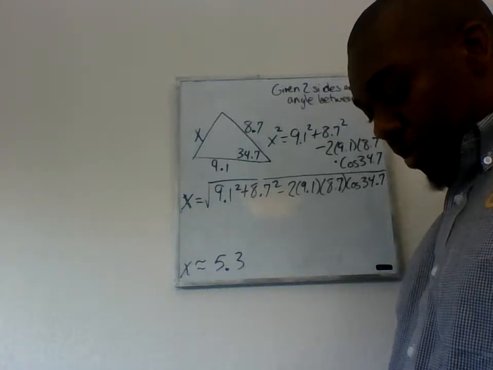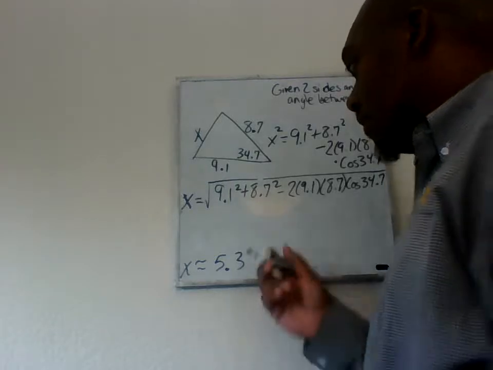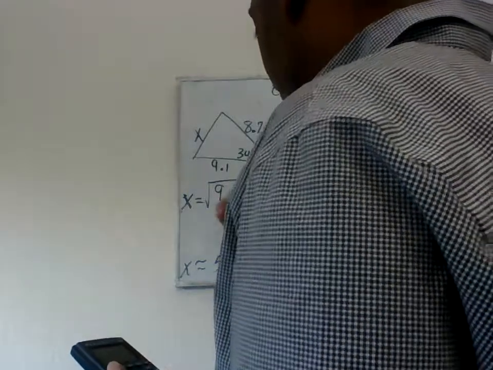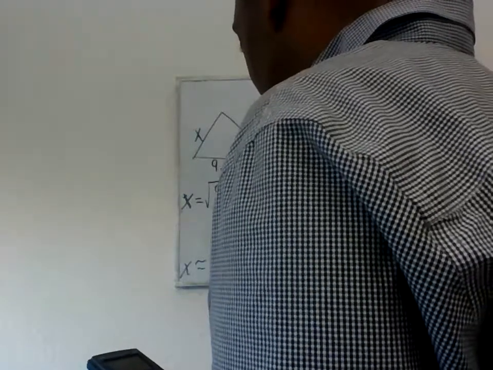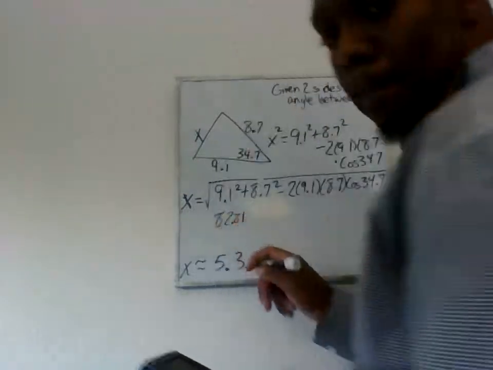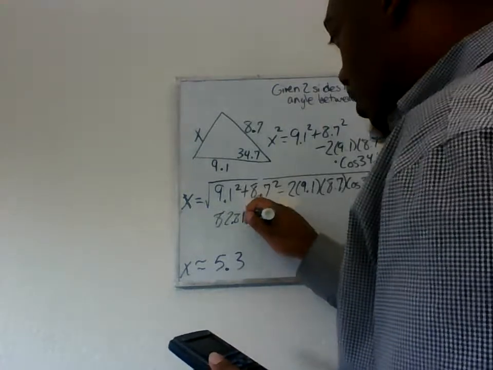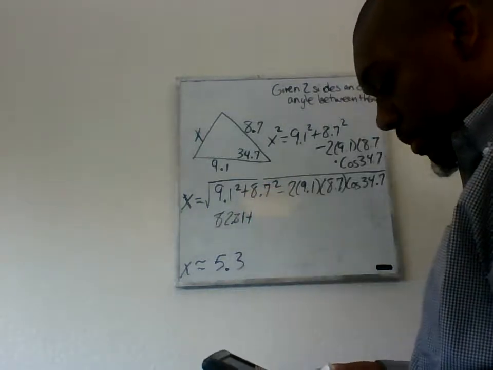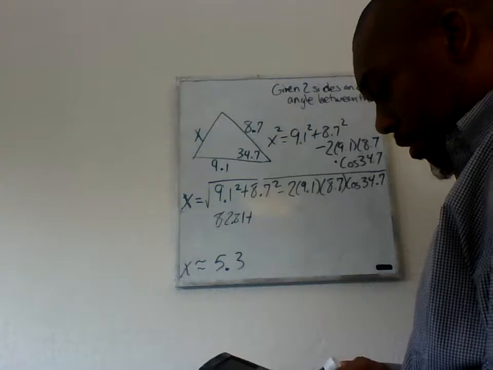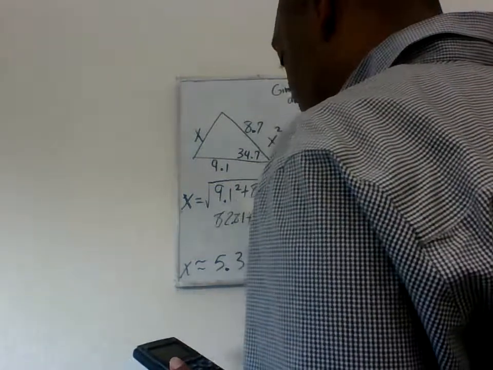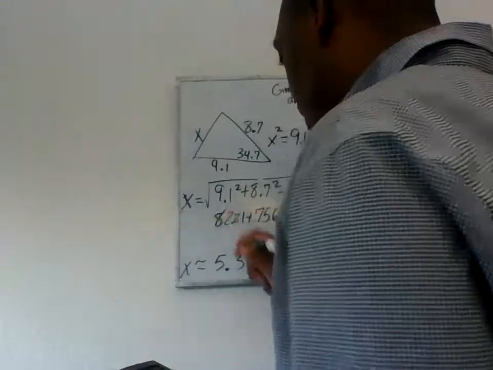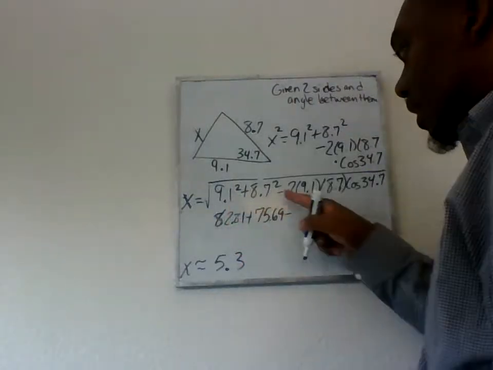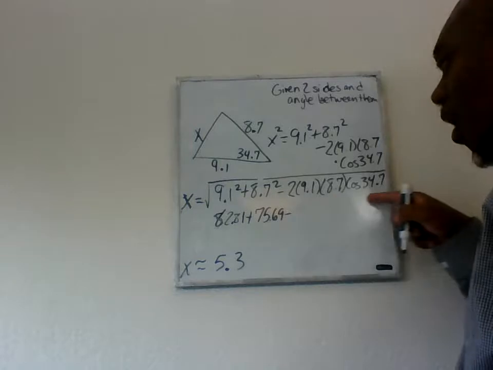So 9.1 squared, for instance, will give us 82.81. So 82.81 plus the 8.7 squared will give us 75.69. Okay, minus. Now notice this minus is minus all of this.